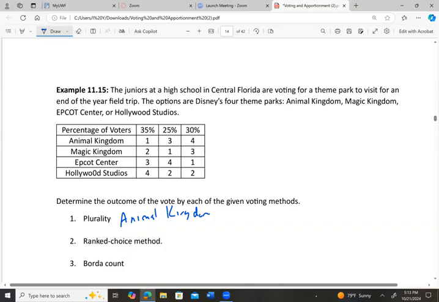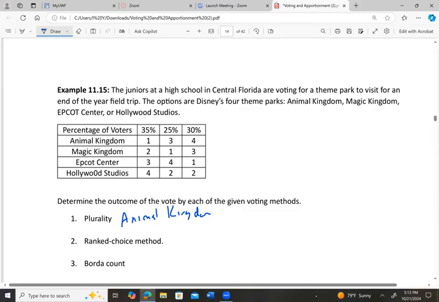Ranked choice. So Hollywood Studios would fall off. Then Magic Kingdom would fall off. And then Animal Kingdom would get Magic Kingdom. So again, it would be Animal Kingdom. Now the Borda count's a little more difficult.